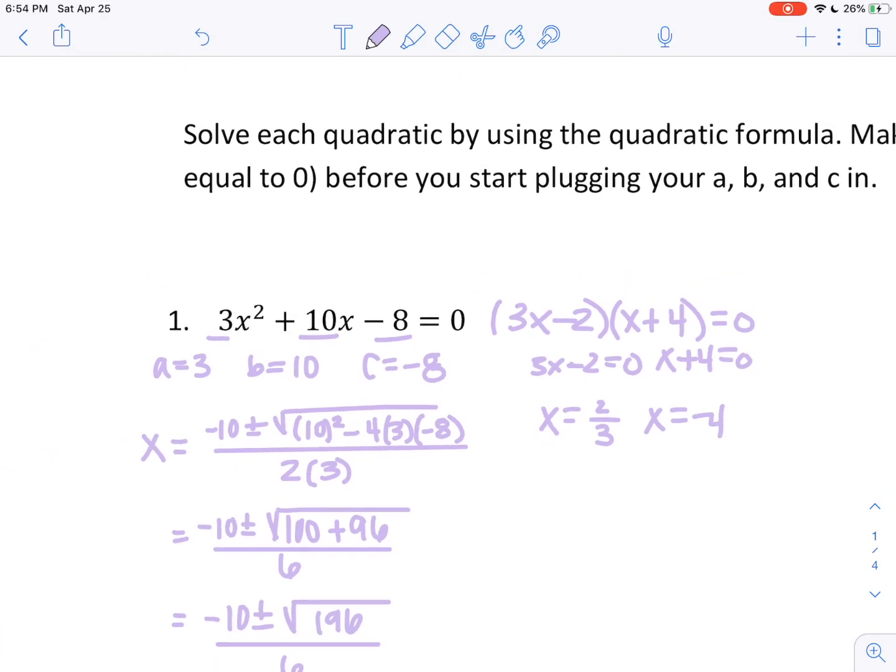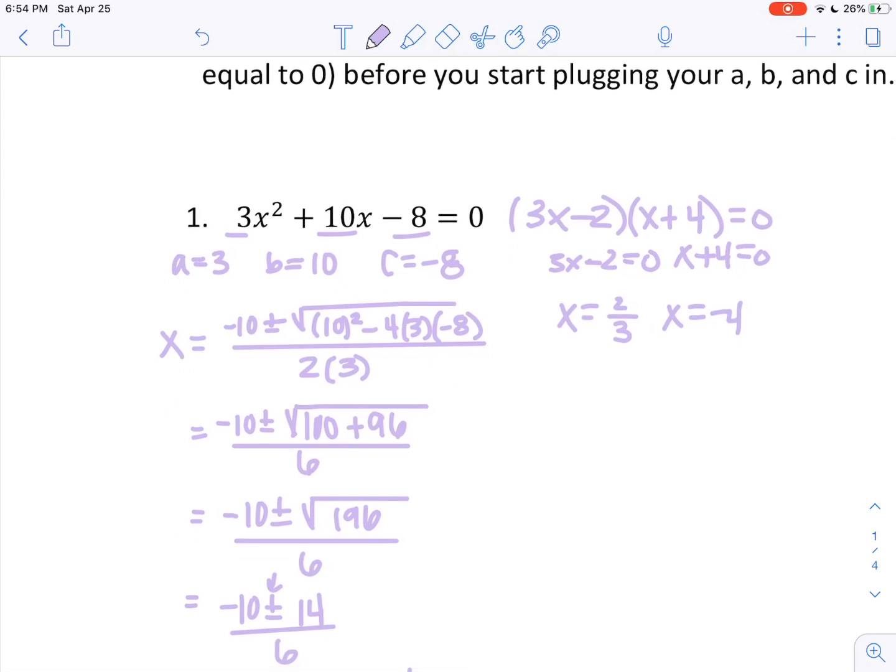But it just goes to show you that the quadratic formula works no matter what. So even though you can factor, the quadratic formula will work. But the reason why we also teach you the quadratic formula is because it works when you can't factor. Okay, so sometimes you'll have easier options.